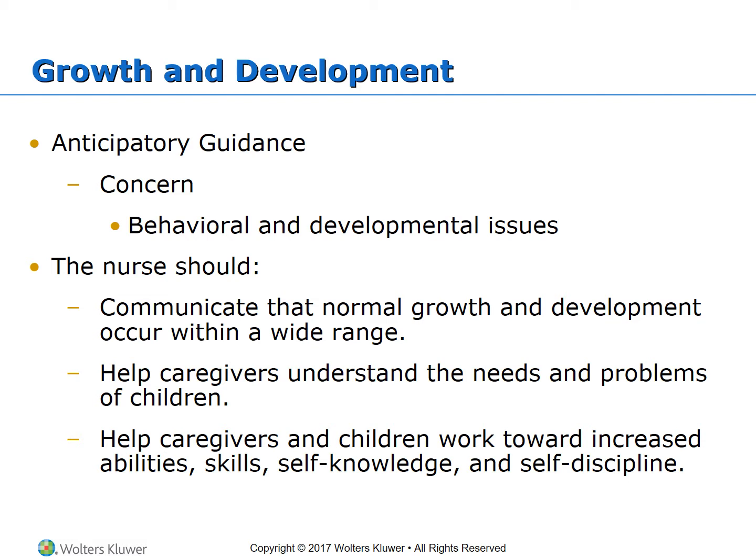We want to communicate that normal growth and development occur within a wide range. And the caregivers need to be able to recognize each child's unique natural abilities. We need to help caregivers understand the needs and problems of children. And nurses should also help the caregivers and the children work towards increased abilities, self-knowledge, and self-discipline. The challenge is to help children develop so that they maintain their eagerness to learn throughout their lives.